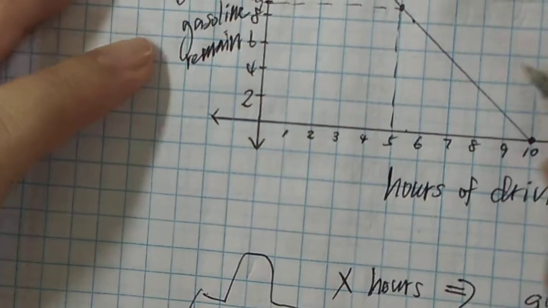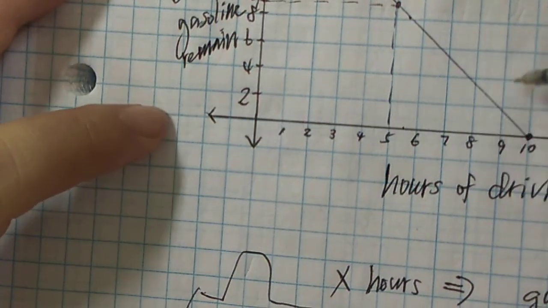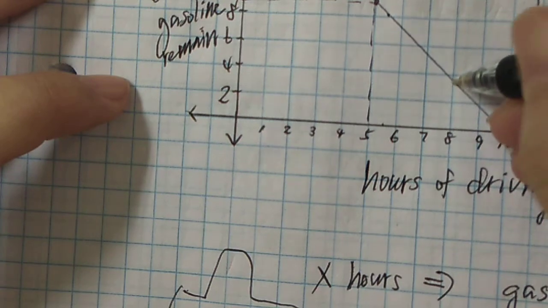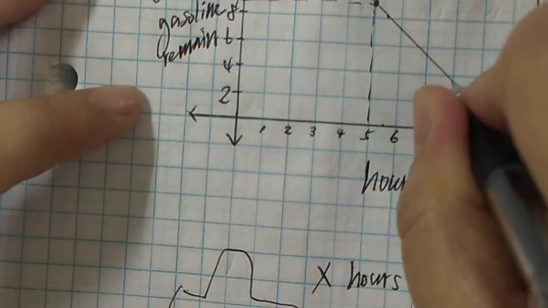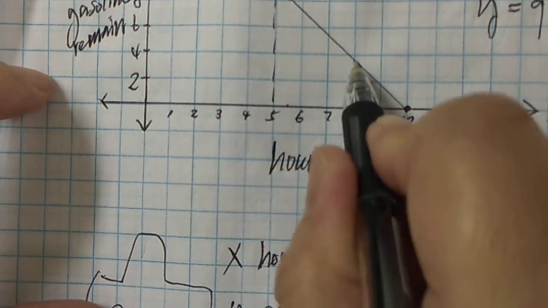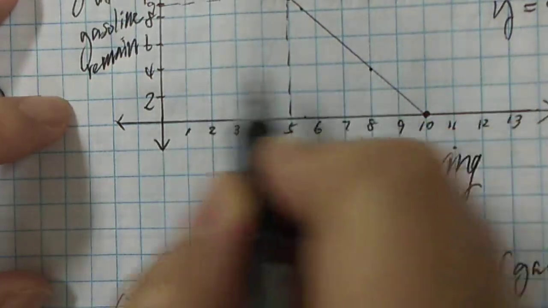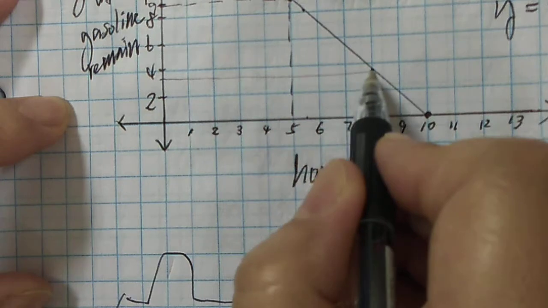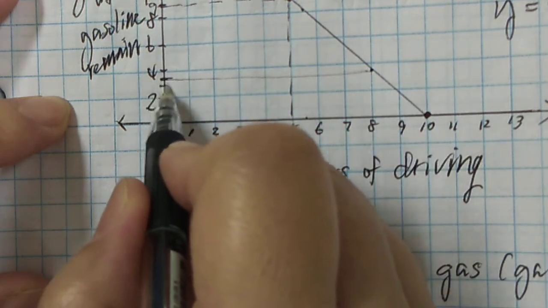Okay, how about another place? Let's say I drove for 8 hours. How many gallons would I have remaining? Okay, so if you go up on 8, you would hit this line here, and then you would extrapolate that here. So I would say probably like 3.5, right?